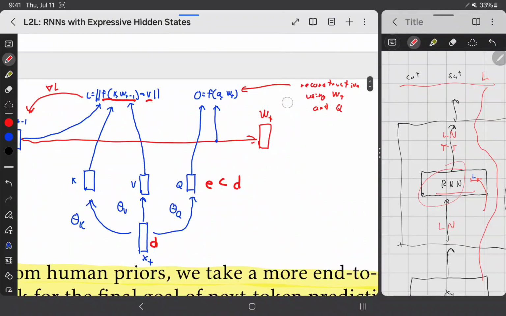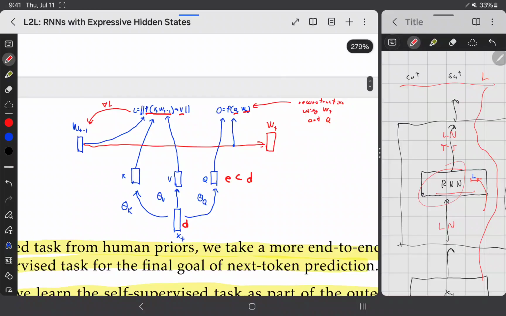And once we have W_t, we can do this output projection here using the queries and our current hidden state here. So this is the idea here. It's just a normal RNN basically, except you have this learned loss function here.